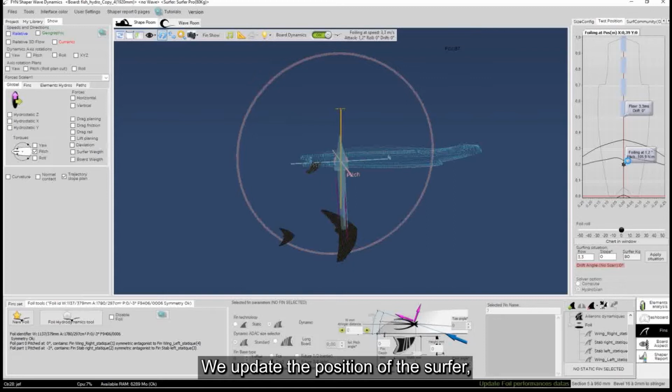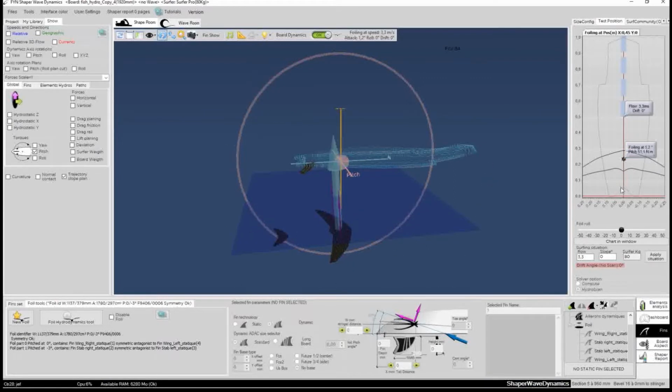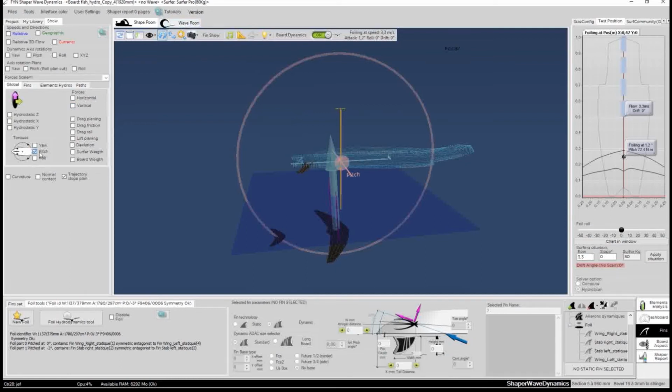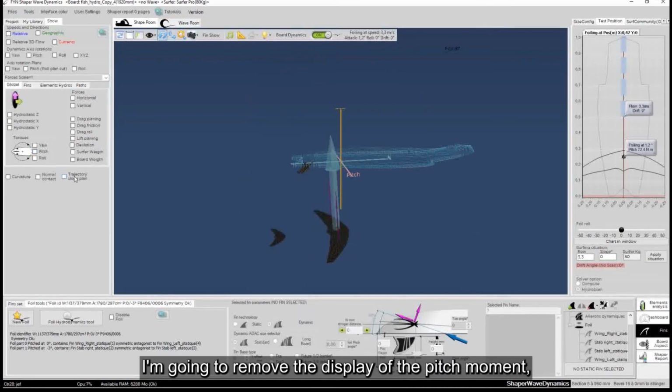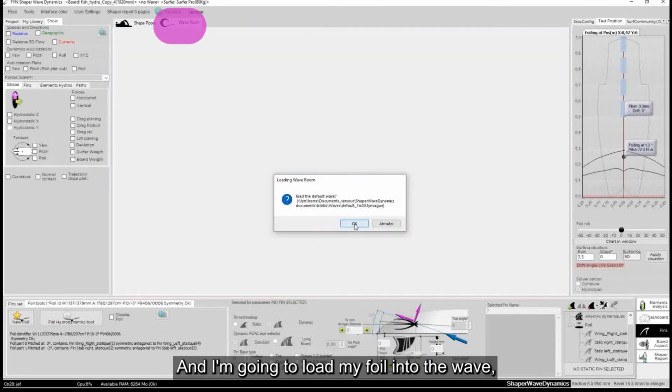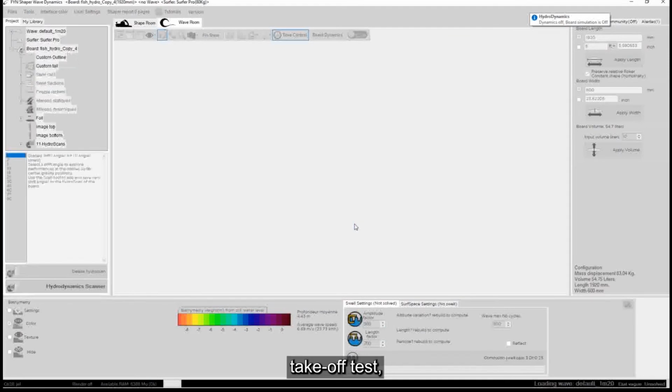We update the position of the surfer. Voila, the hydrodynamic data of the foil are ready. I can now go and test my foil in my wave. I'm going to remove the display of the pitch moment, and I'm going to load my foil into the wave to do a little takeoff test in my wave with my foil.